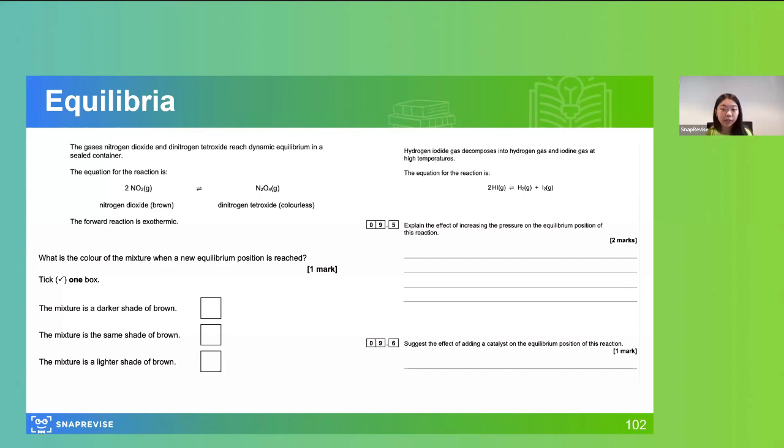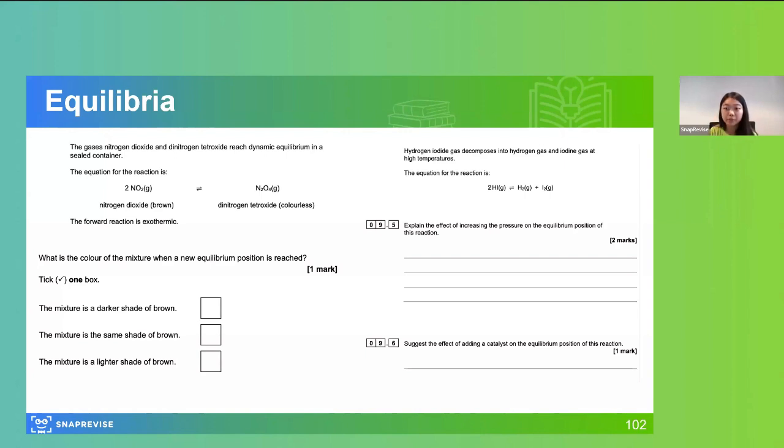Well, as I said, when you increase the pressure of the gas syringe, when you increase pressure just in general, it's going to move to the side with the fewer molecules. And because it's going to move to the side with the fewer molecules, it's going to go to the colorless side. So therefore, the mixture is likely going to be a lighter shade of brown because it's going towards the colorless side. On that side, there's fewer molecules.